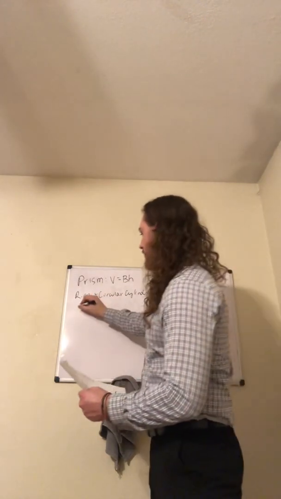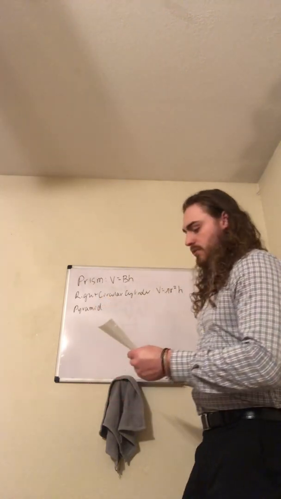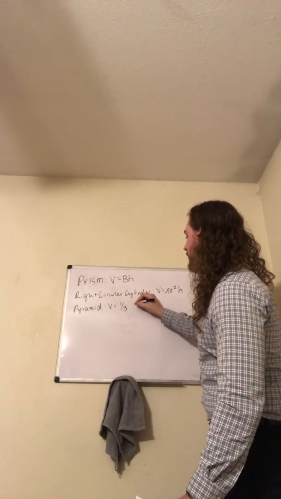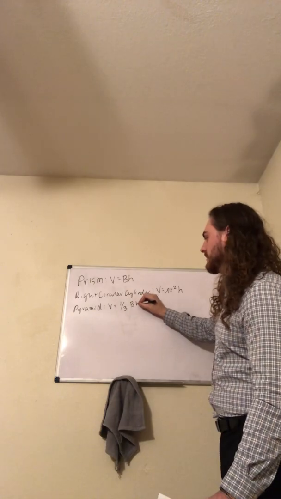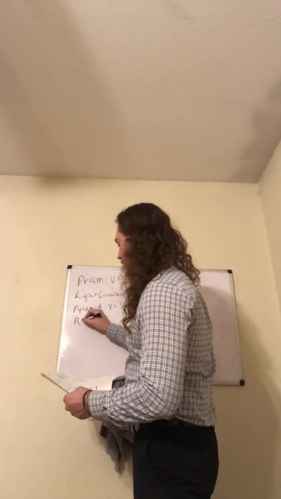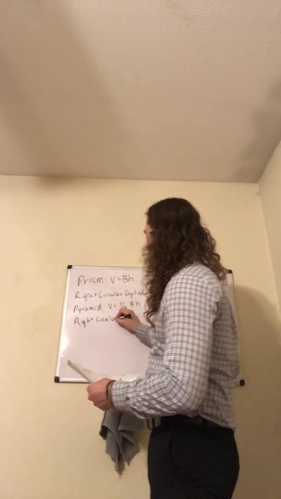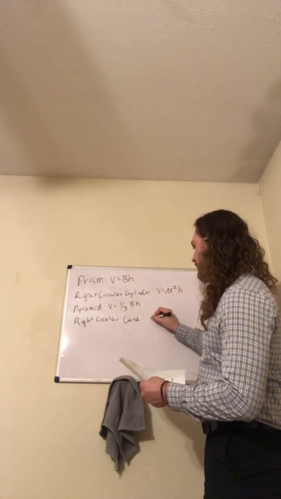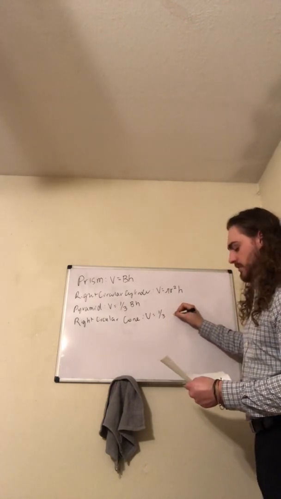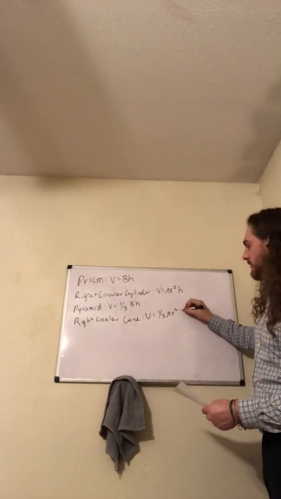Next, we'll do the pyramid. The volume of a pyramid is equal to 1/3 times the base of the pyramid times the height of the pyramid. A right circular cone, like an ice cream cone: the volume is equal to 1/3 times this constant of pi again, times the radius squared, times the height.